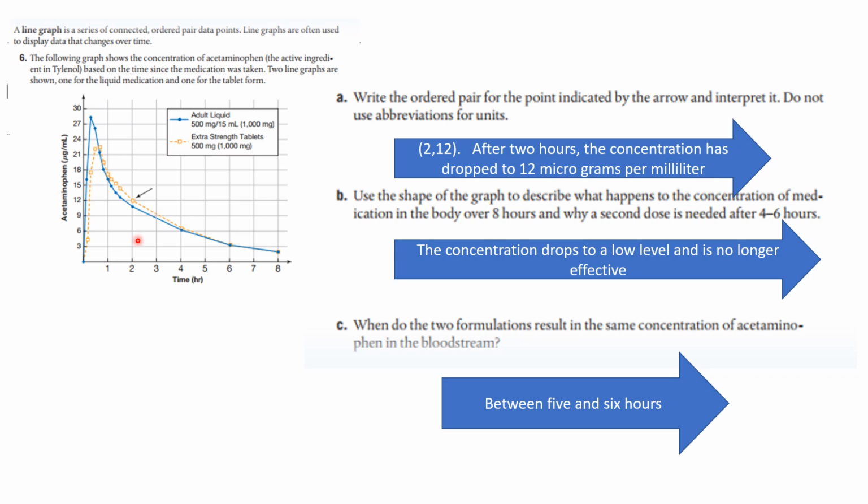Okay, this point right here is (2, 12), and that was for the tablet. So after 2 hours, the concentration has dropped to 12 micrograms per milliliter. In B, what this shows is the concentration drops to a low level and is no longer effective, and that's why you need to get a second dose to maintain the level of medication. And when do the two have the same concentration? It's a little bit hard to tell. It's somewhere between these two, but I would say between 5 and 6 hours is when that happens.